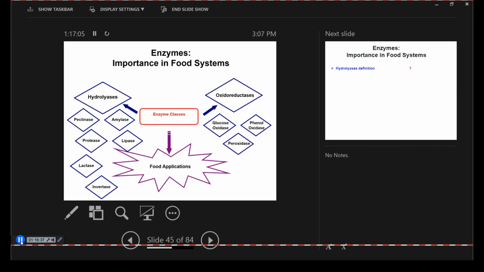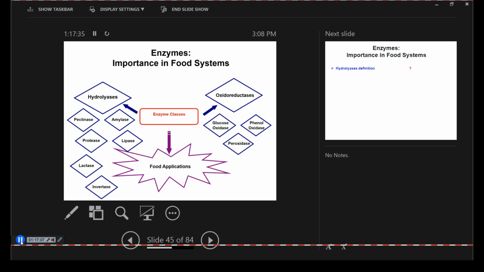Classes of enzymes that are most relevant for us in food applications. We have two classes that we see commonly, and we're going to talk about them. That doesn't mean that the other classes are not common. For example, we use isomerase enzyme in production of high fructose corn syrup. But here we're going to talk a little bit more about these two classes that are important in food application.